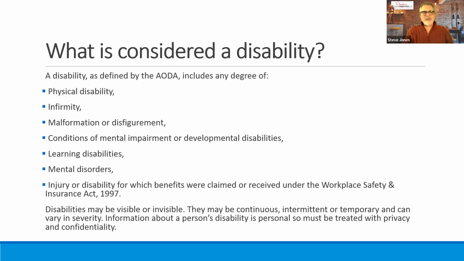Disabilities may be visible, they may be invisible, they may be continuous, they may be intermittent, they may be temporary, they may be short-lived. They can vary in severity. It's not up to us to say this person's not disabled enough for it to apply. It's not for us to say we will only hire people without disabilities. It's our responsibility to accommodate them and to make our workplace accessible. And it's not up to us to say, oh, I don't need to accommodate this person because that's not enough of a disability. Get over that. That's not what this legislation is about. And I don't think that's what Canadian culture is about.